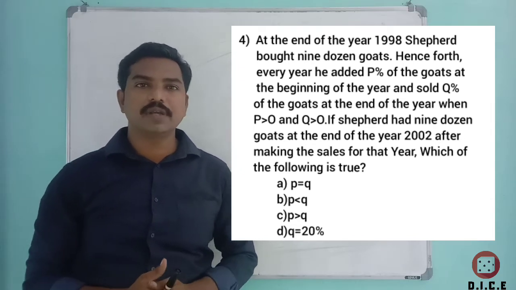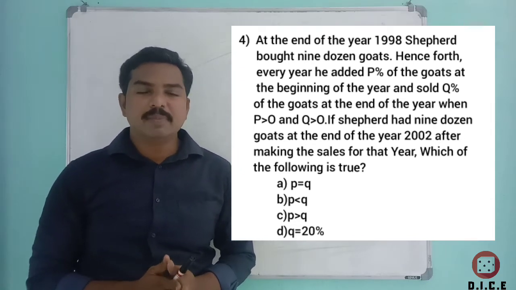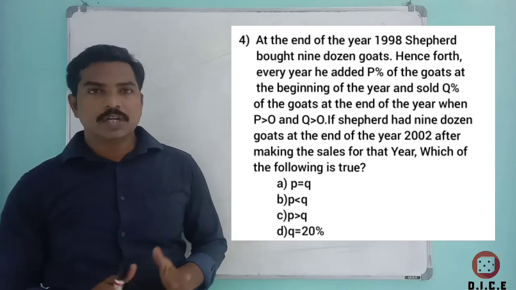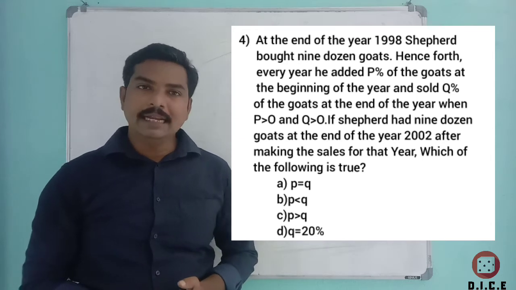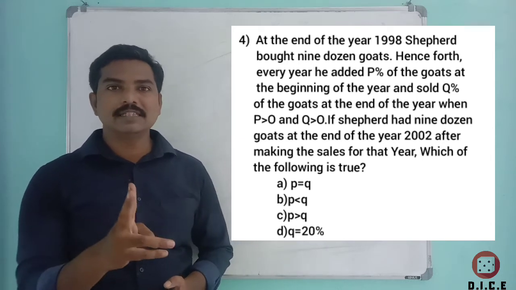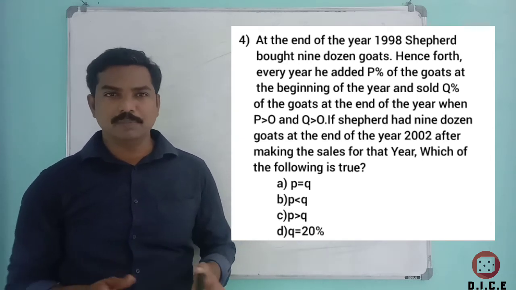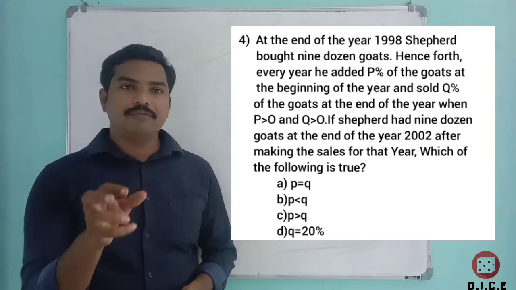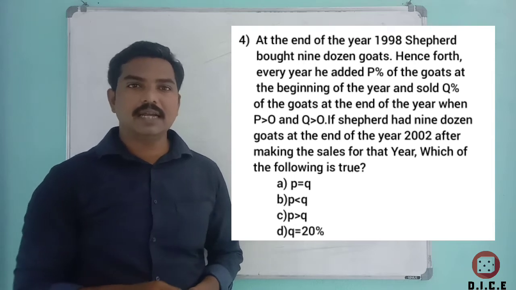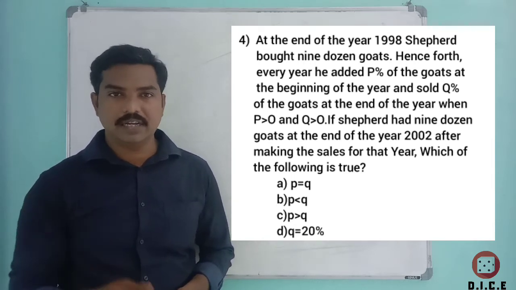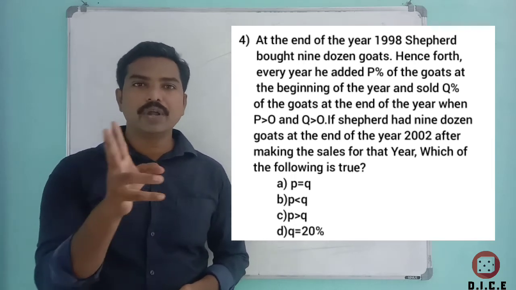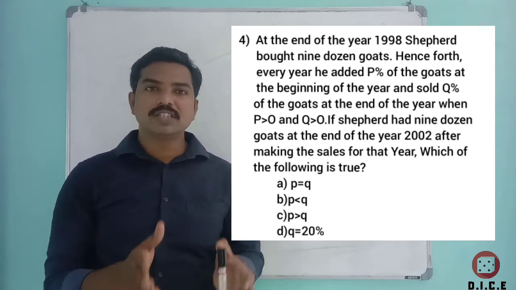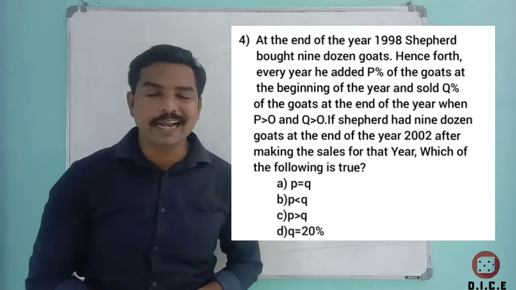It was given in one of the examinations, an entrance examination, that is CAT in 1994. So if you see here, a person got at the end of the year 1998 as 9 dozens of sheep. So it is a question of sheep. 9 dozen of sheep. At the starting of the year he is adding P%, and at the ending of the year he is selling Q%. So P greater than 0 and Q greater than 0. In 2002, after 4 years, he observed the same figure that he had initially in 1998.